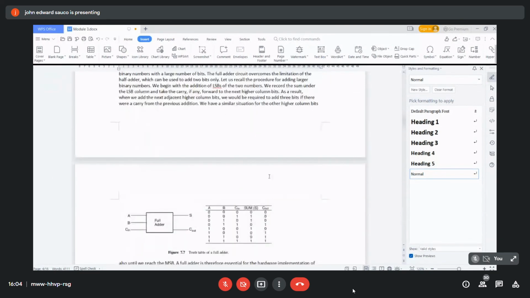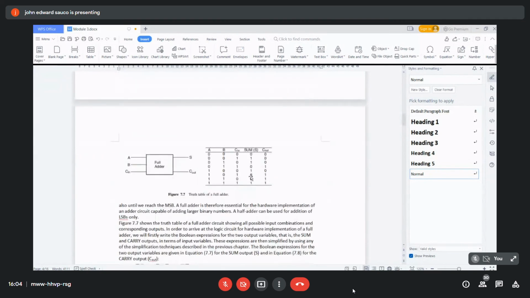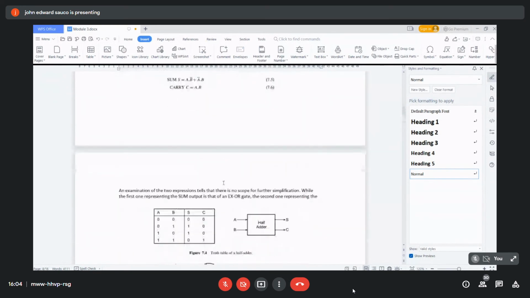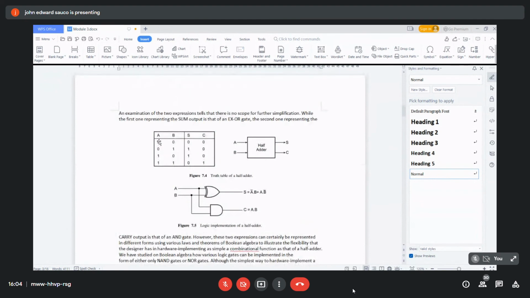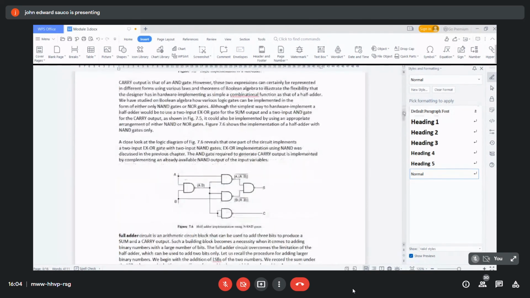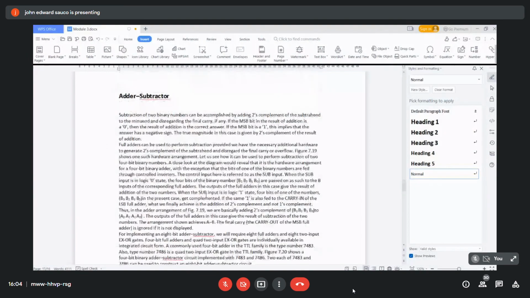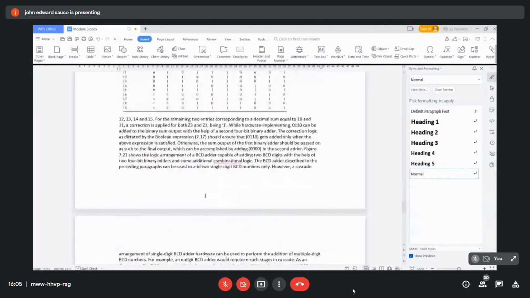So, balikan natin para sa half adder. Ito yan. Pag 0, 1, 0, 1, 0 yung carry. Ay, hindi yan. Full adder pala yan. Half adder lang. Ito. So, 0, 0, 0, 0, 1, 1 yung sum. 1, 0, 1 yung sum. So, 1, 1, and then may carry kang 1. Yung sinasabi dyan sa sample number 1.